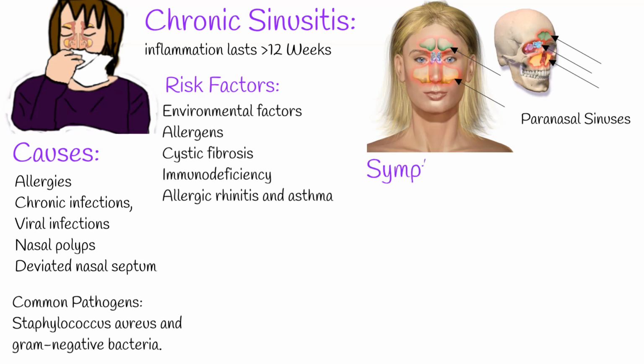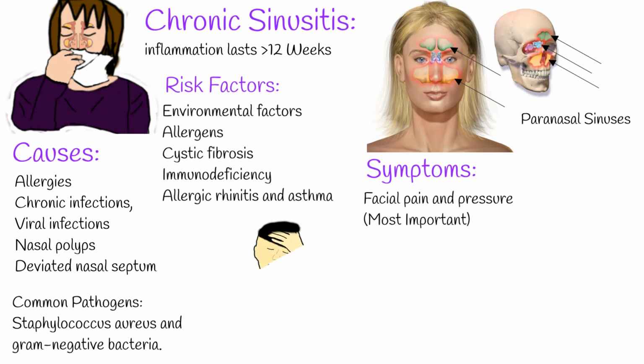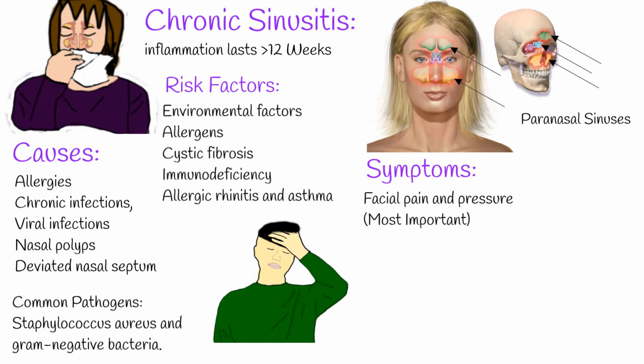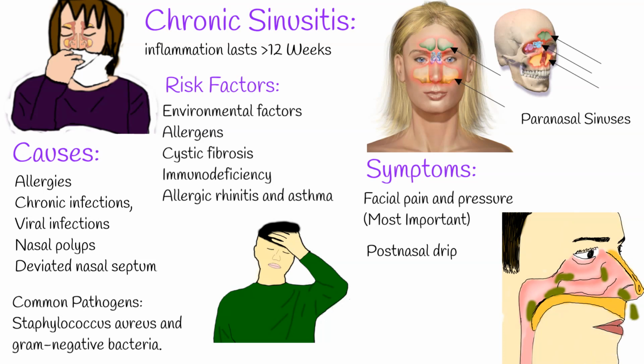Signs and symptoms. The most important symptom of chronic sinusitis is facial pain and pressure. Postnasal drip is also common, which means mucus accumulation in the back of the nose, and eventually, it drips down the back of the throat. Nasal congestion and hyposmia or anosmia are also common symptoms.